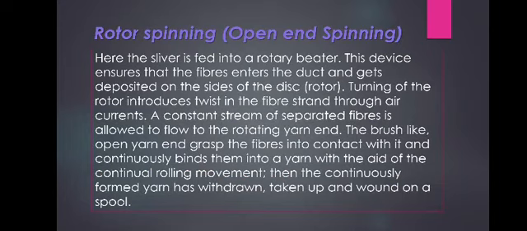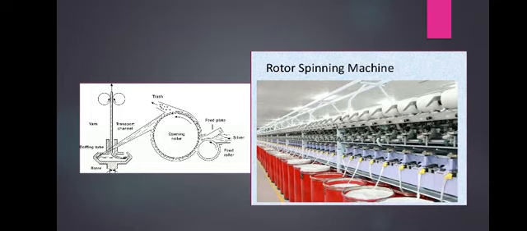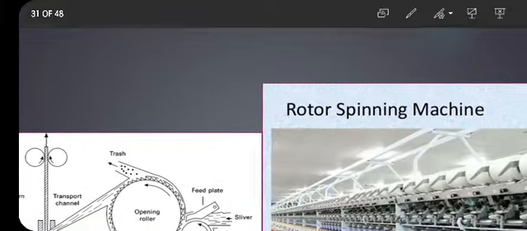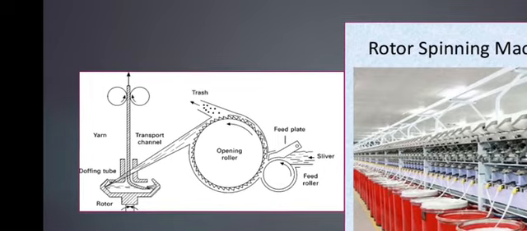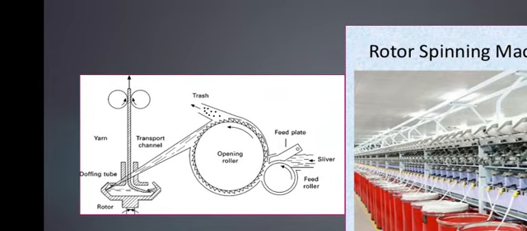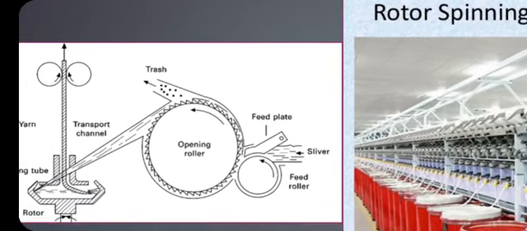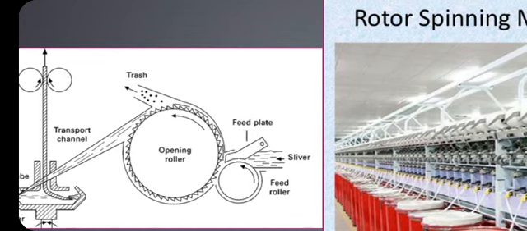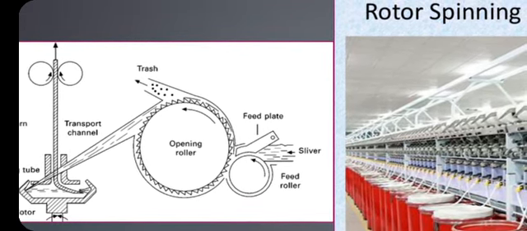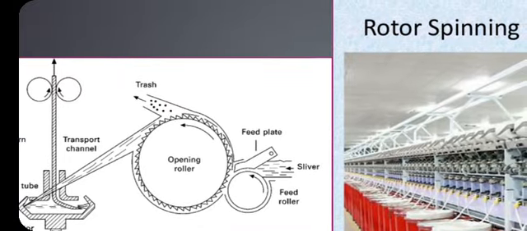Here the sliver is fed into the rotary beater. The fibers in the ducts get deposited on the sides of the disc or the rotor. Turning the rotor, there are two types of rotors. This is the rotor spinning process. By the movement of the rotors, a fiber is formed. This is the feed plate, this is the sliver, these are the two rotors. By passing through this, the spinning is formed and the fibers are formed.